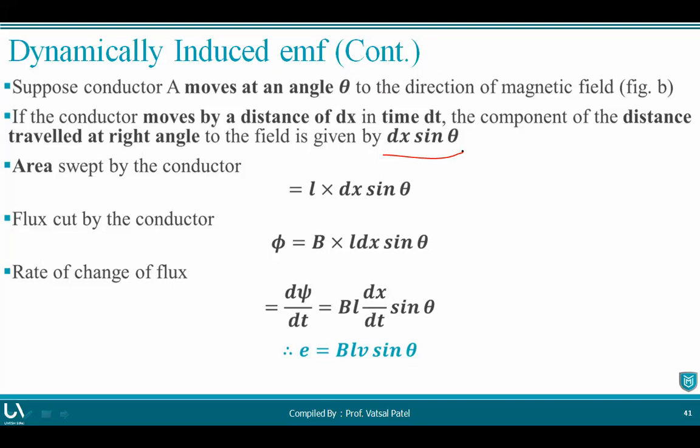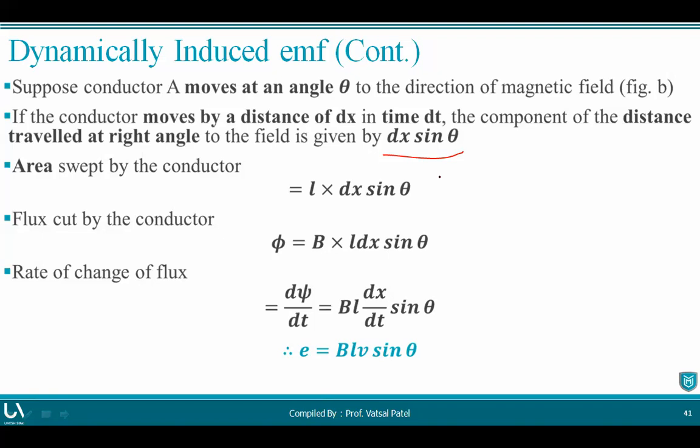Okay, so now the area swept by the conductor, if you identify from this, is equal to L into dx sine theta. Earlier it was the L dx component, but right now we identify it with respect to the angle to the field, so it is dx sine theta. Whatever flux is cut by the conductor, that is phi, is equal to B into A.